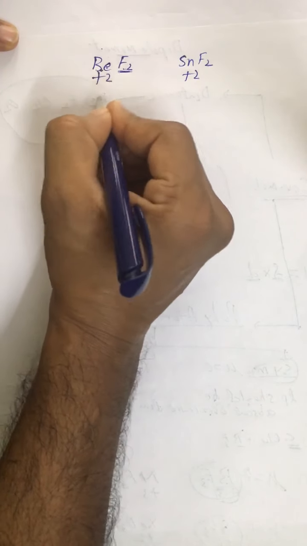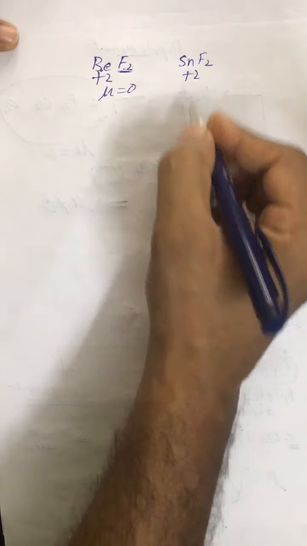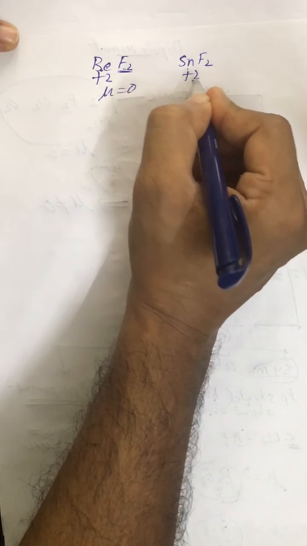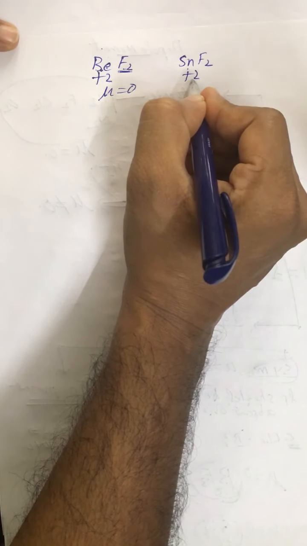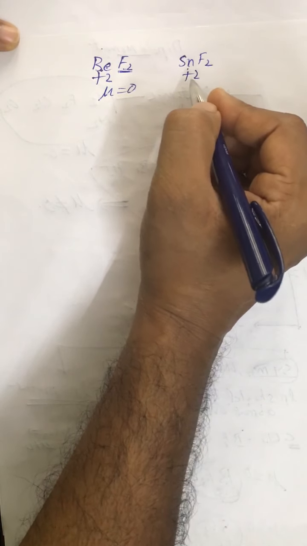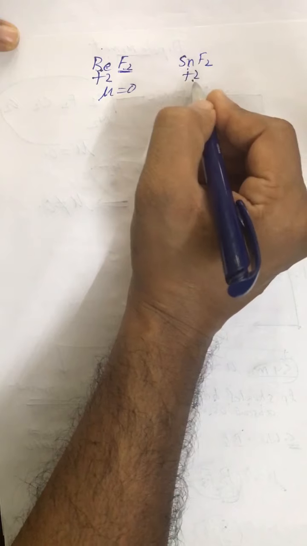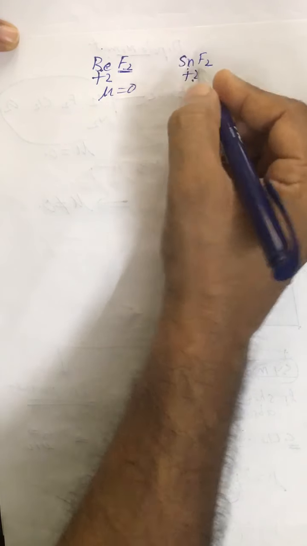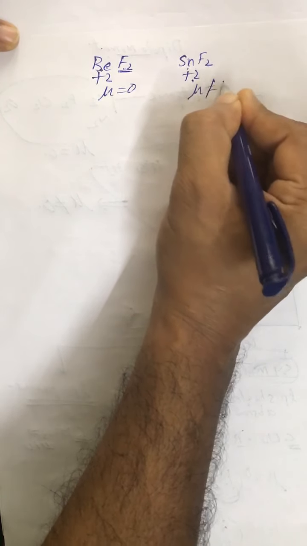Similar atoms are bonded. Dipole moment is 0. Here, +2. This is not the highest possible oxidation state because Sn is in the carbon family. S2P2 is the configuration. So obviously LP is present. So you don't have to check further. Straight away say dipole moment is positive.